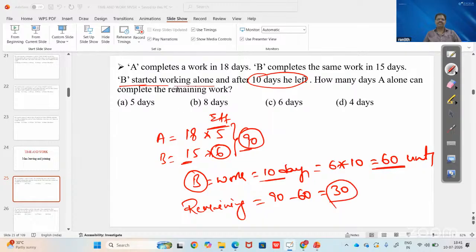This 30 has to be completed by A alone. What is the one day work of A? 5 units per day. So we have a total of 30 units. This 30 units is completed by A alone at 5 units per day. So that is 30 by 5 equals 6 days. Answer is 6 days.